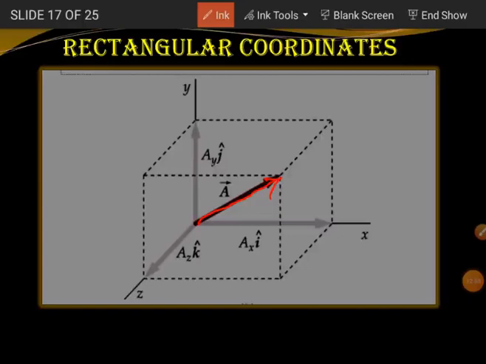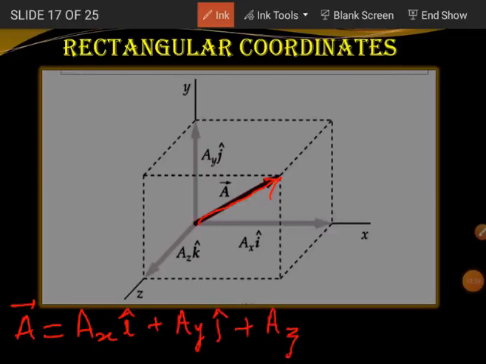Got it? And it can be written as I have written in the previous one, that A is equal to AX I cap plus AY J cap plus AZ K cap. AX is the magnitude of the component of A along x-axis. AY is the magnitude of the component of A along y-axis, and AZ is the component of A along z-axis. Got it? Yes.